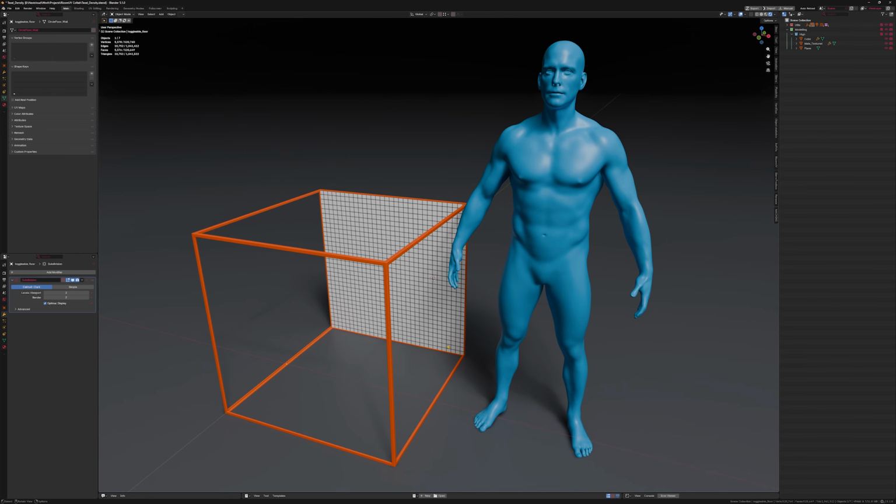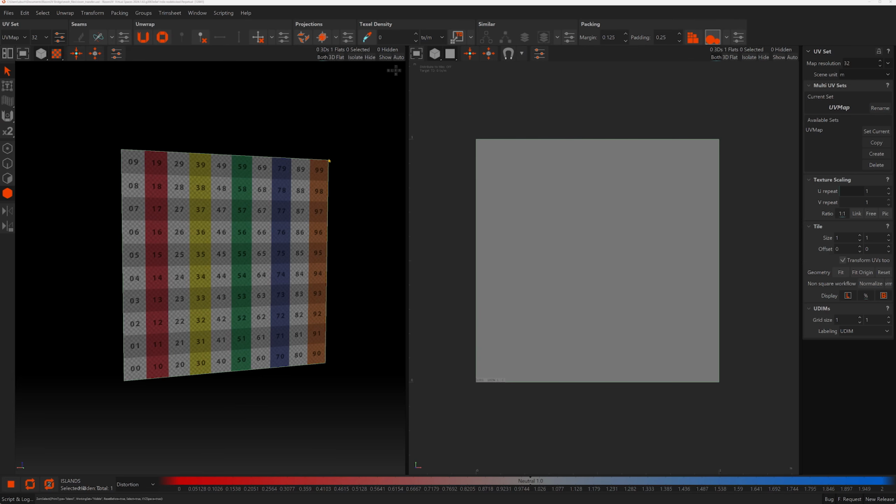So for the size of this plane and the texture resolution of 32 by 32, we will get exactly 32 texel density per meter. And now if we go back to RizomUV, select the UV island, go to the texel density panel, and actually measure the texel density, we get exactly the number of 32. It is also important to mention that this is 32 texels per meter. If you were to change it to centimeters, for example, we would actually get a different number.